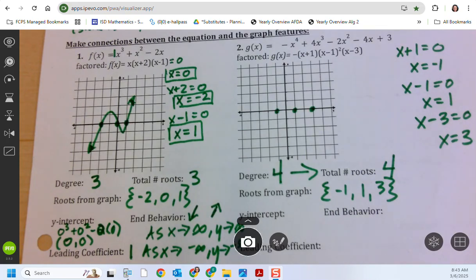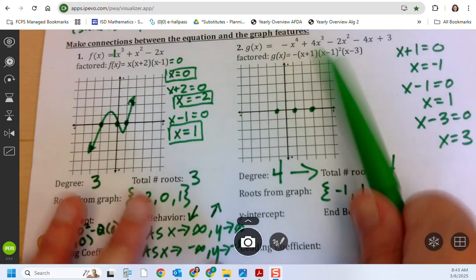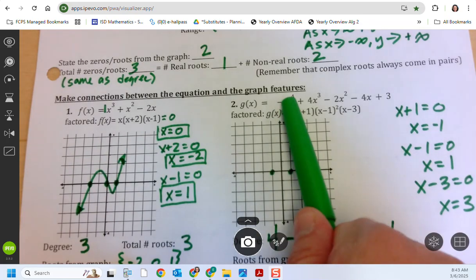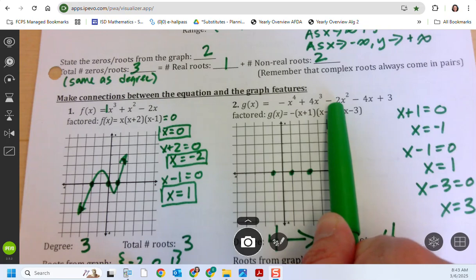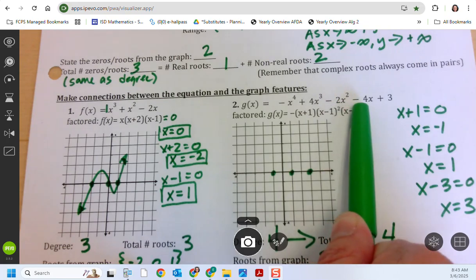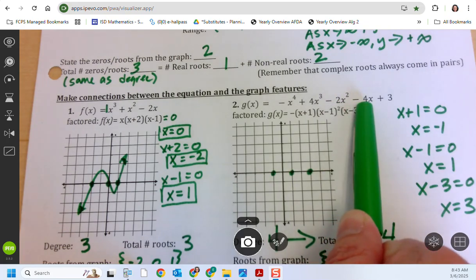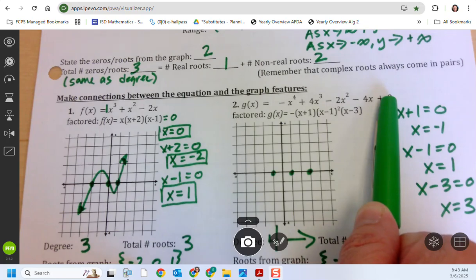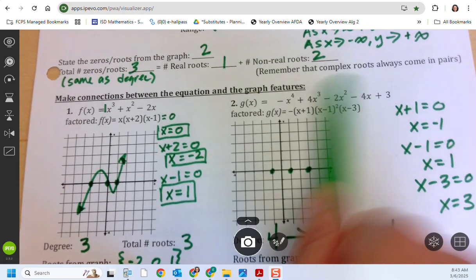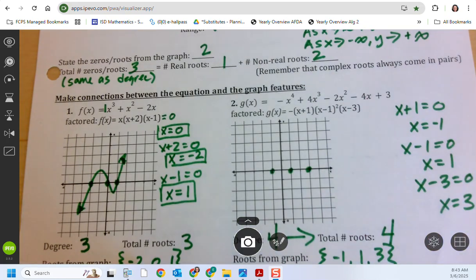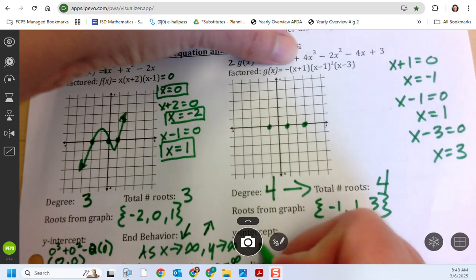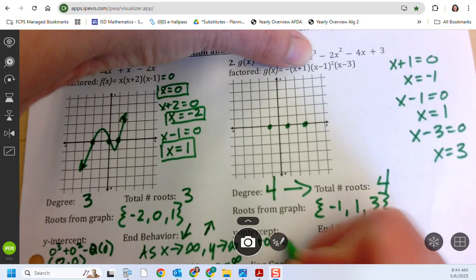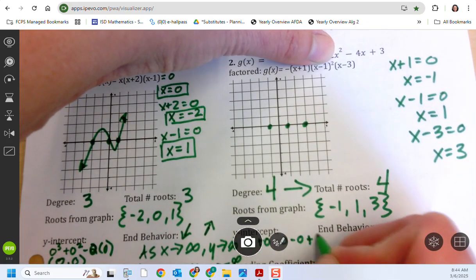For the y-intercept, you had to make the x's 0. So this is going to be 0. That's 4 times 0, which is still 0. Negative 2 times 0, still 0. Negative 4 times 0, still 0. But then plus 3. So what's your final answer? What's your y-intercept, guys? 3. Your y-intercept's 3. Because it was 0 plus 0 minus 0 minus 0 plus 3.